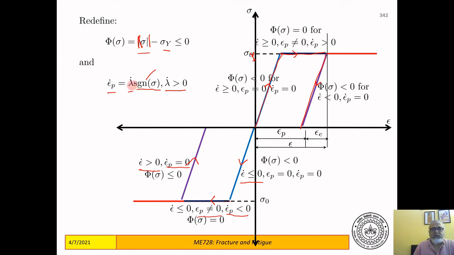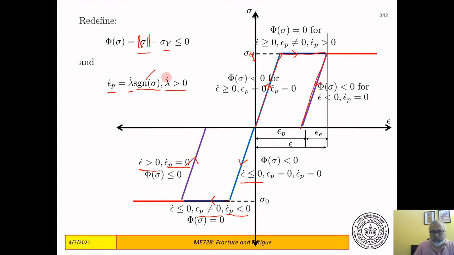This is my definition. So lambda dot is a positive quantity, and this can be a positive or negative quantity depending on whether you are on the positive side, compressive side, or on the tensile side. On the tensile side, epsilon p dot is equal to 0 here. So lambda dot is 0 for this branch. Lambda dot is something for this branch, but epsilon p dot is positive because sine of sigma is positive. Same here. Here, sine of sigma is negative, so epsilon p dot here is negative.